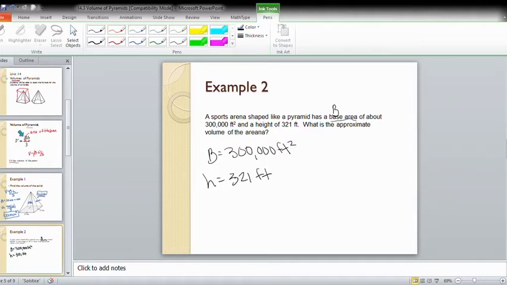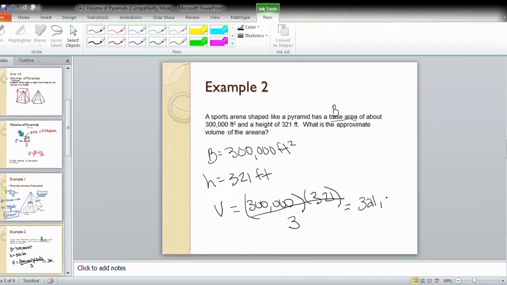Well, this is great. We have everything we need. Volume is equal to big B times height, which is 321, all divided by 3, which means we get 321. Oh wait, sorry. I can do math.